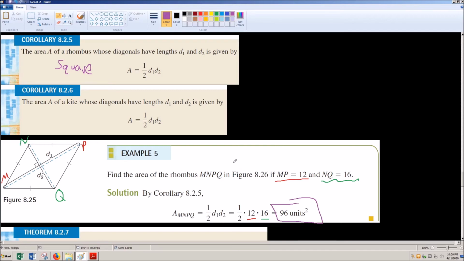Sometimes what will be given to you is one of the side lengths, and then maybe one of these. So usually the one that will be given to you is the one that's being bisected. And as I look at this, I know that I can use my Pythagorean theorem to solve for the length here and to solve for the length here. So that's another twist on this type of problem that you may see.